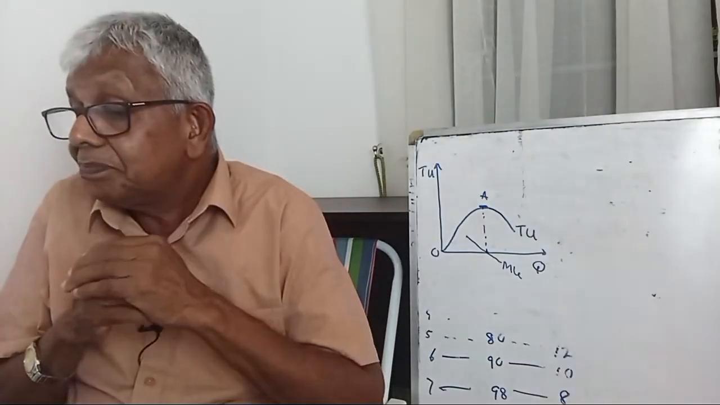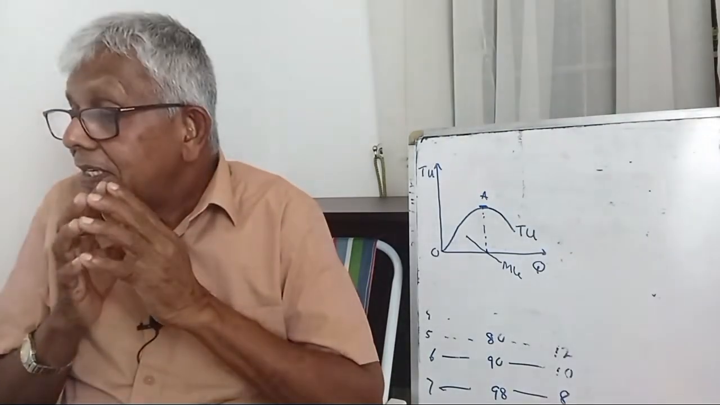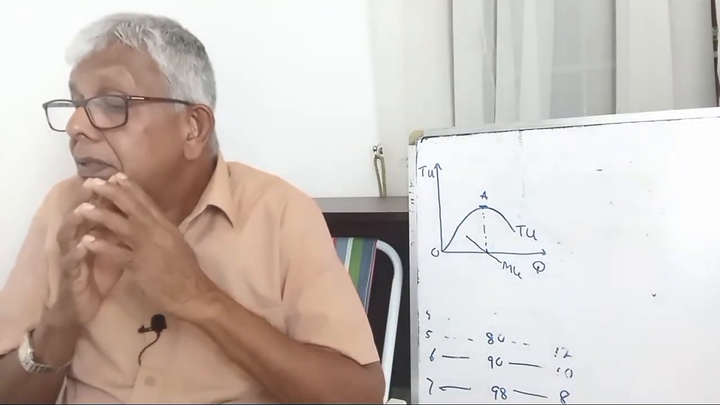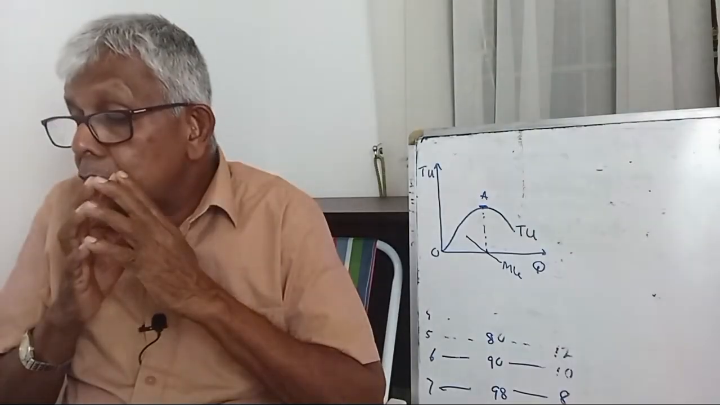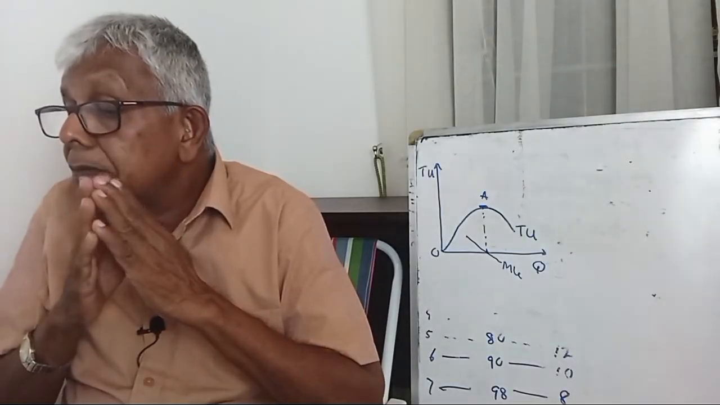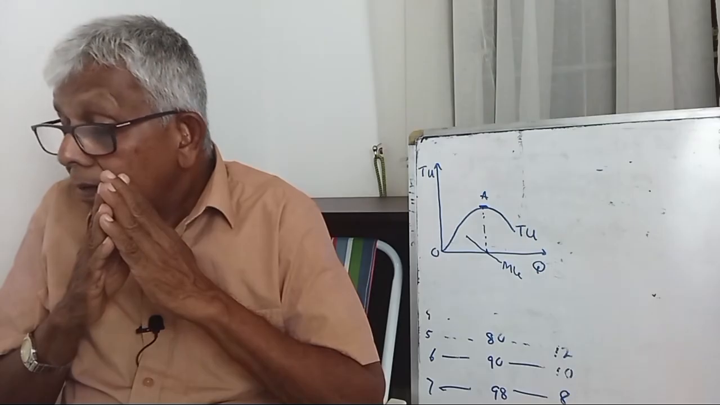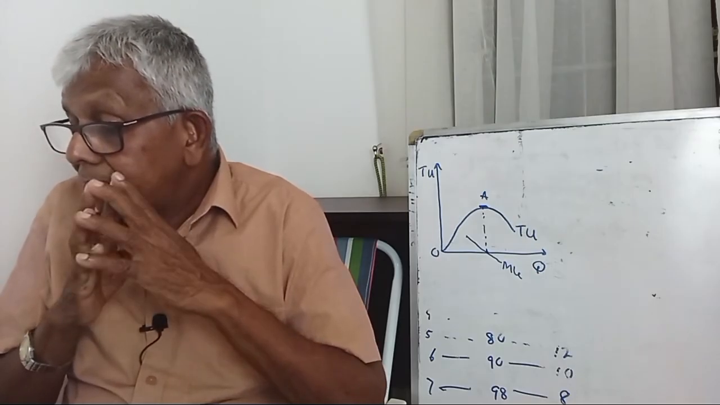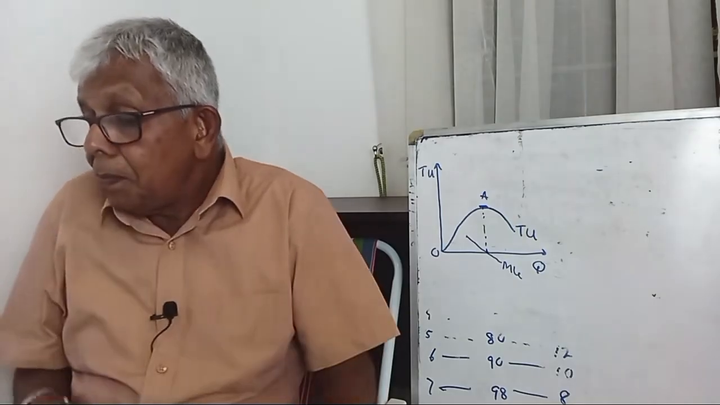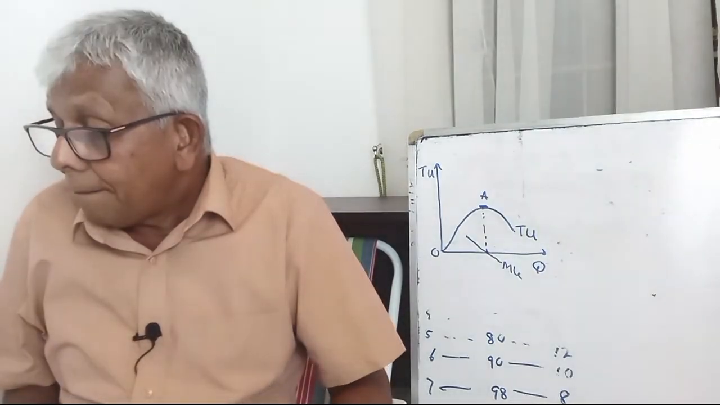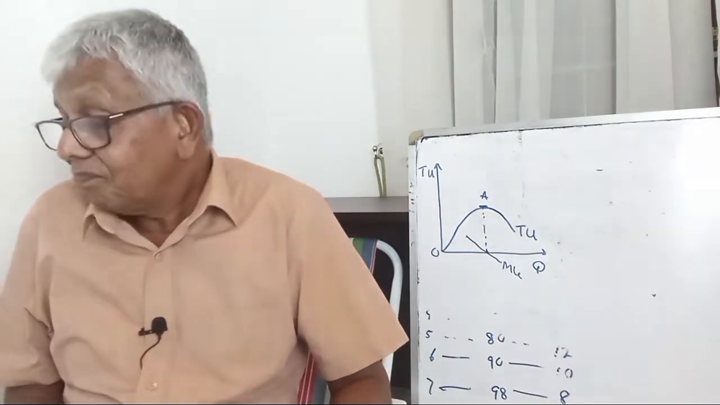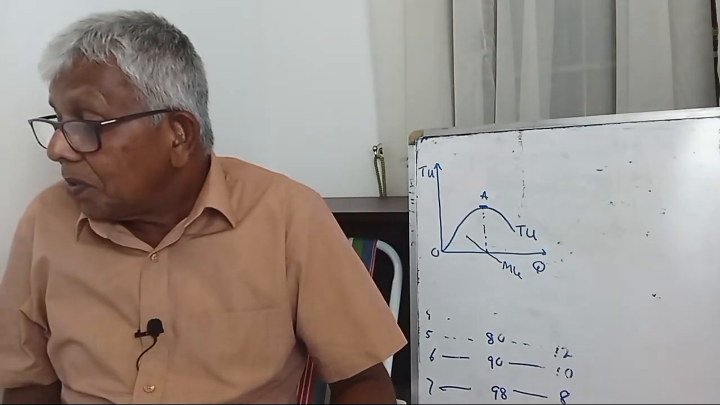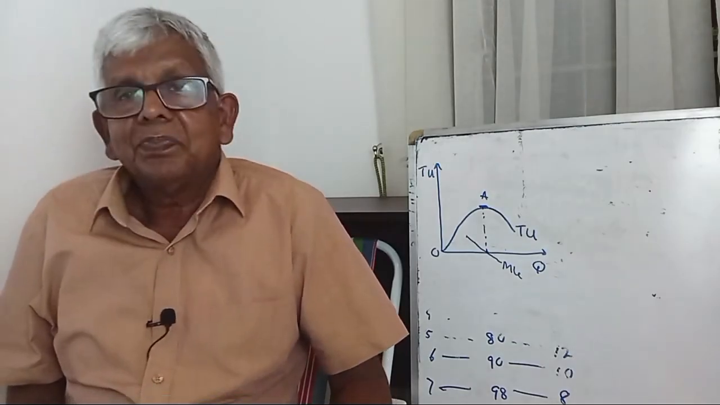But here, number of units consumed 10. After that, TU 110, but marginal utility 2.